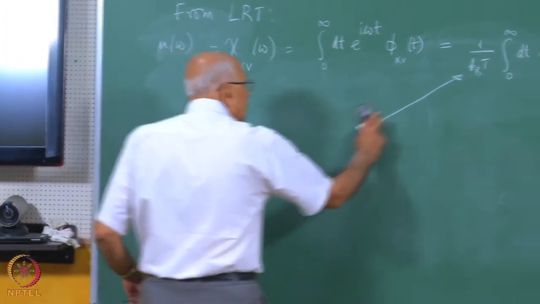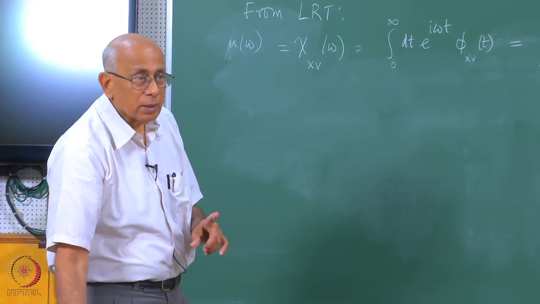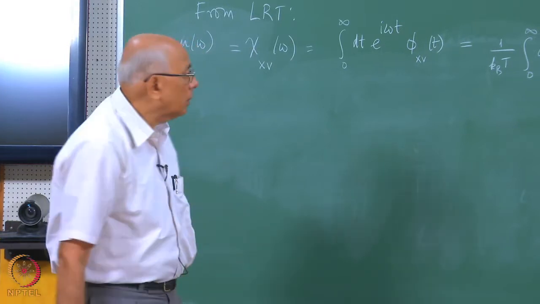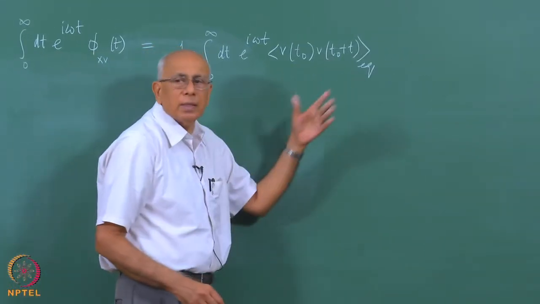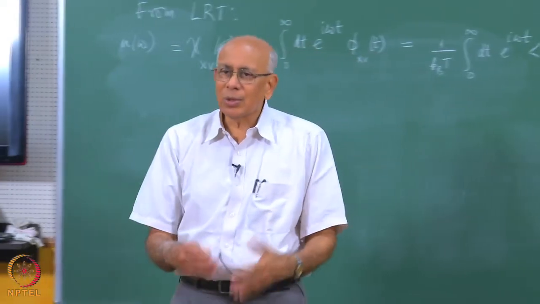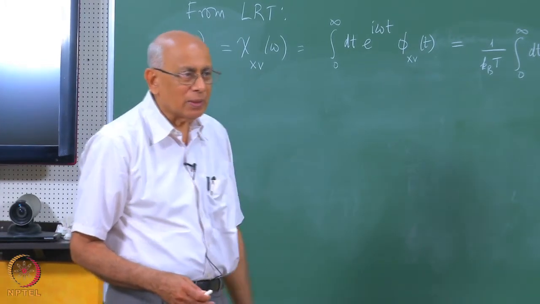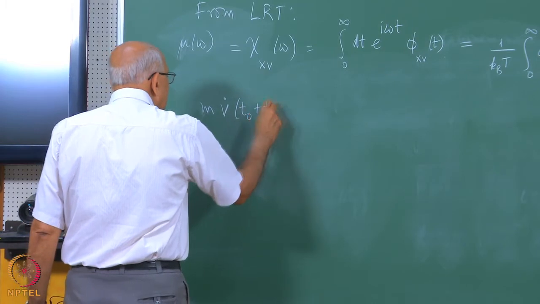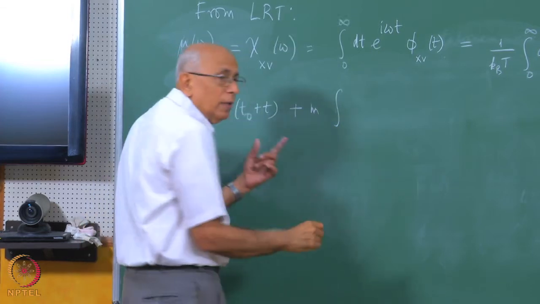Now the way to do this is as follows. First of all, V must turn out to be a stationary process, and we must be able to show that quite rigorously, and we'll see that it consistently turns out to be one. Since I'm anticipating myself, namely that this correlator is only a function of t, let's take a shortcut and start with the Langevin equation at time t0 plus t, whatever be t0. So I have M V dot of t0 plus t plus M integral from minus infinity to t0 plus t.